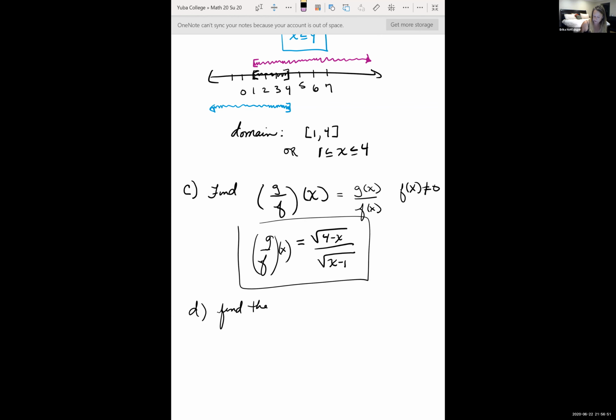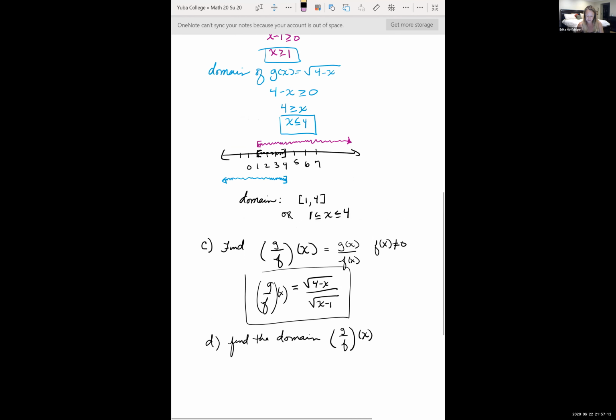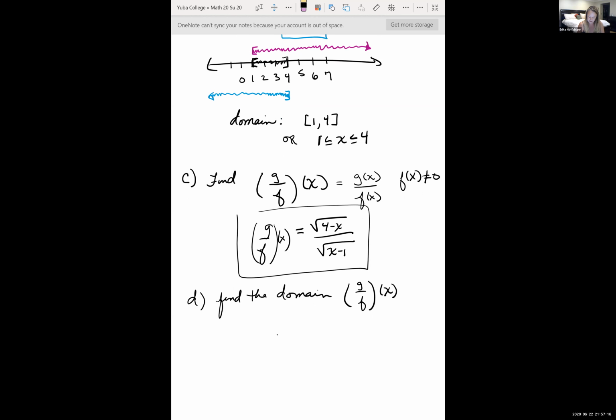If it said find the domain, though, we already pretty much did all of our work above. There's only one thing that we have to worry about, and that's when our denominator is equal to 0. So if it said find the domain of g divided by f of x, the only thing we have to worry about is when the denominator, f of x, is equal to 0. So when is the square root of x minus 1 equal to 0?